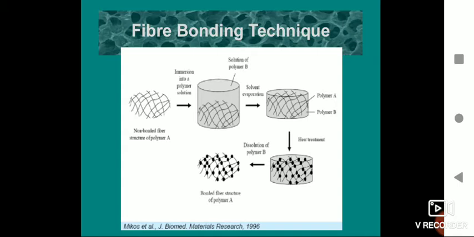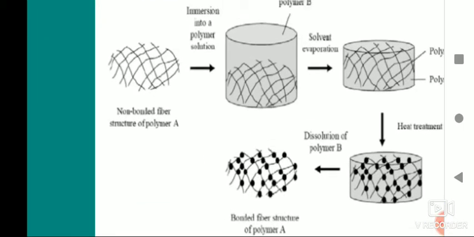Then the next method is fiber bonding method. Fiber bonding method, you can see, is a very interesting method. In this, a non-bonded fiber structure of polymer A is taken, and this polymer A is then immersed into a polymer B solution which is in the solution form. So fiber of polymer A is immersed in a solution of polymer B and they are allowed to set.